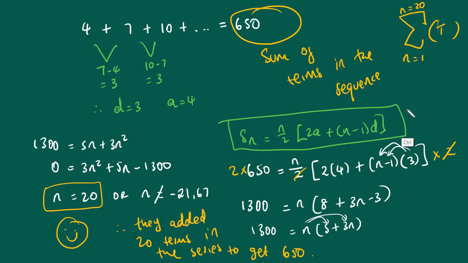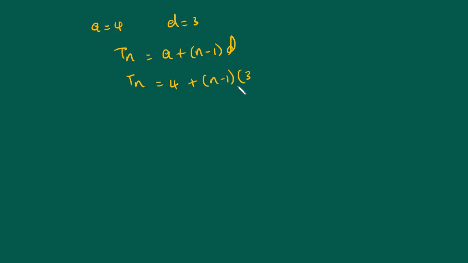remember, Tn is equal to a plus (n minus 1)d. So I'm just going to take a and d. A is 4, d is 3. So Tn is equal to a plus (n minus 1)d, which is 4 plus (n minus 1) times the difference, 3. So your Tn will be 4 plus 3n minus 3. Therefore your Tn will be equal to 3n plus 1.